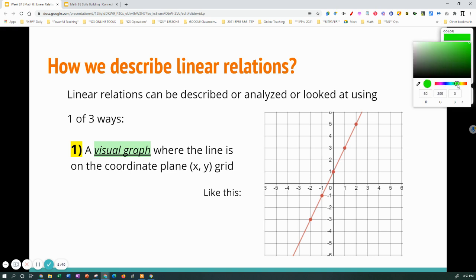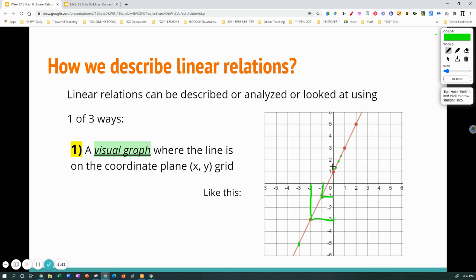Just going to switch my color here. There are lots of points. There's a point on the line, there's a point on the line, there's one down here. All of these points belong to this line. And if your line extends indefinitely, then you basically have infinite points. There's a point there. I just want to prove to you that you don't have to limit yourself when it talks about points on a line. There's an infinite amount of them. So a linear relation can be visual, it can be a graph.